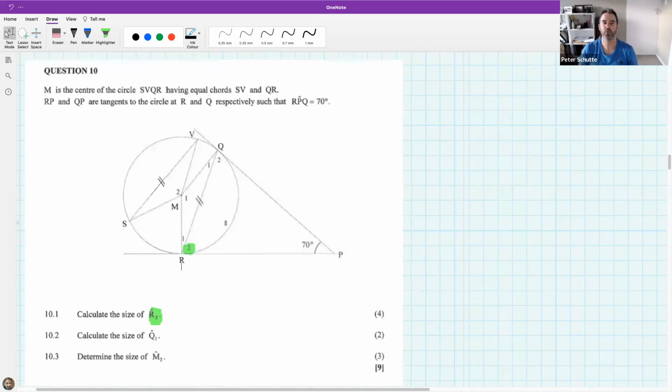So not all exam questions are as complicated looking as that one I showed you now. But let's just see how this goes. Cool.